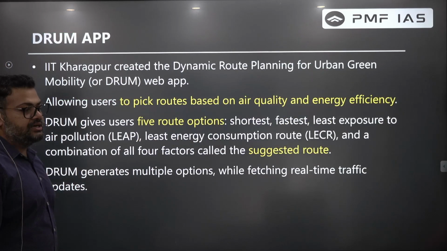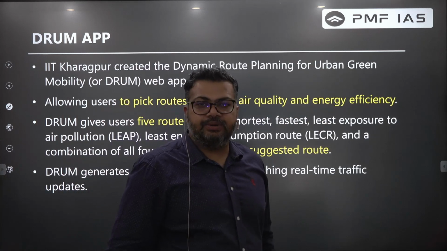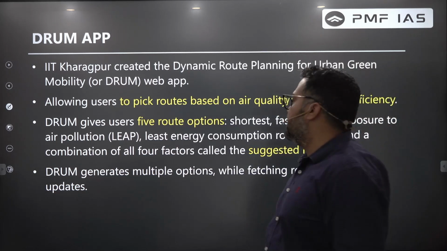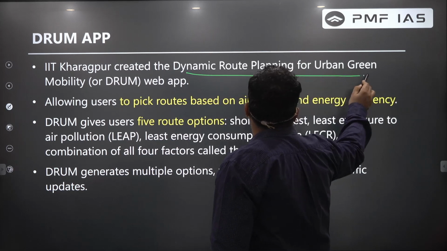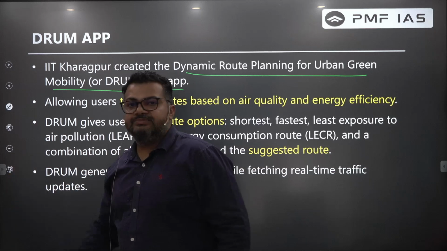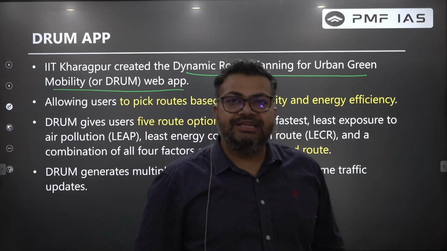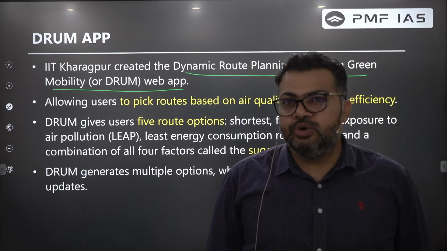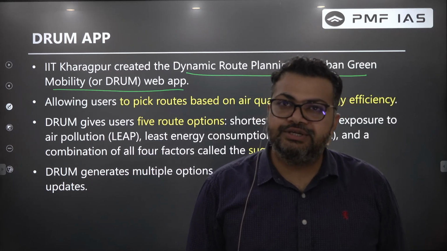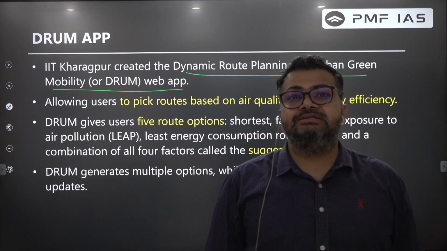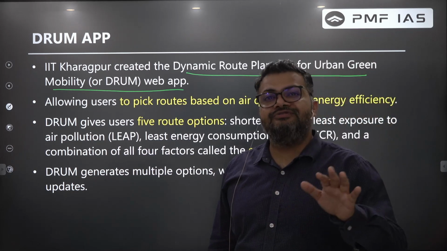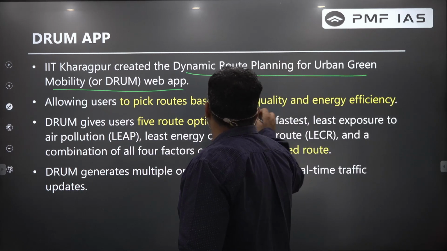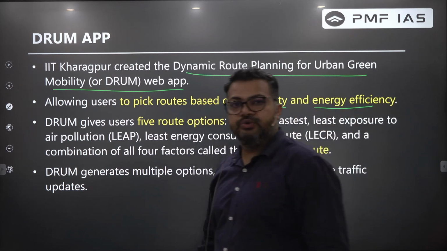Then guys, the next topic of discussion is the DRUM app. The DRUM app is basically known as Dynamic Route Planning for Urban Green Mobility. It has been developed by IIT Kharagpur, and it's a very interesting initiative, guys. It's basically a web application which is just like Google Maps, giving you directions to your destination, but it has been designed in such a way that it is not going to give you the fastest route to your destination. Rather, it is going to give you a route which is best in air quality and energy efficiency for you.